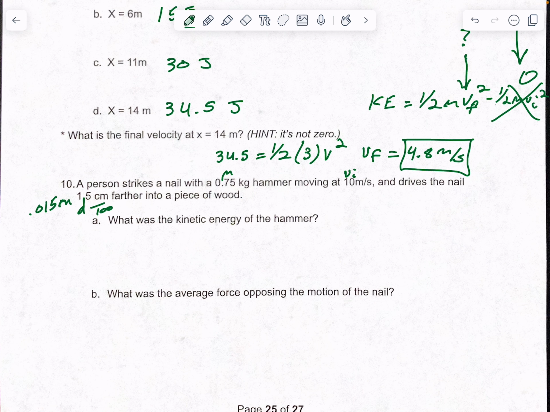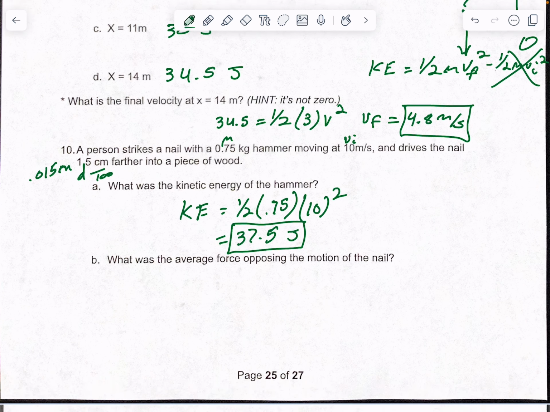Now it says, what is the kinetic energy of the hammer? We want to know the kinetic energy of the hammer as it comes down to hit that nail. So KE equals 1/2 your mass, which is going to be 0.75, and then your velocity is 10, and that's squared. And you get a kinetic energy of 37.5 joules.